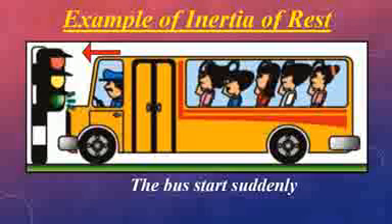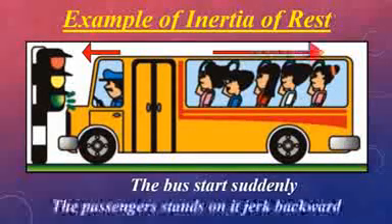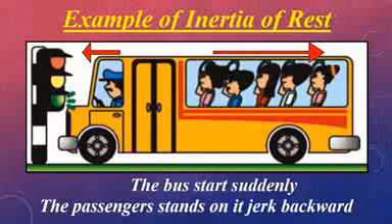When a bus starts suddenly, the passengers in the bus fall backward. This is because the lower part of the bodies of the passengers, being in contact with the floor of the bus, comes in motion along with the bus. On the other hand, the upper part of the bodies remains at rest due to inertia of rest. Hence the passengers fall backward.